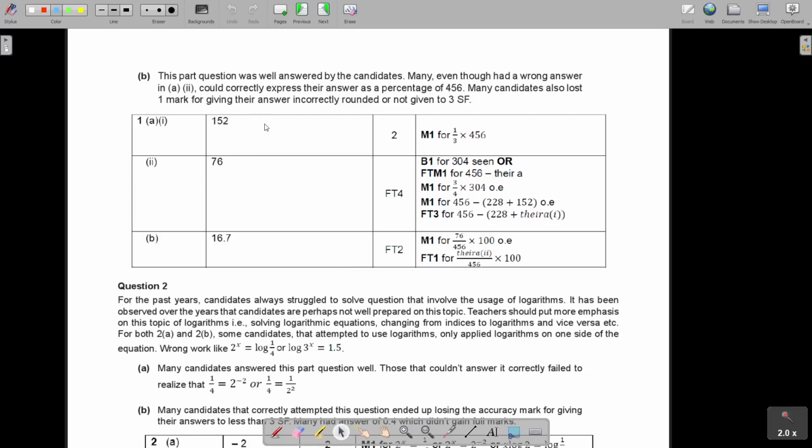Okay, and then let's just see the calculation. So it was first 152, then the 76. But this was 4 marks. I'll show you now where you would have got the marks. And then the last one, this part was well answered by candidates. Many, even though they had a wrong answer in the second, could correctly express their answer as a percentage. Many candidates also lost 1 mark for giving their answer incorrectly rounded, or not given to 3 significant figures. Even if you are incorrect there, they use your incorrect answer and just see if you did the method correctly. Okay, but if we go back to the question paper.